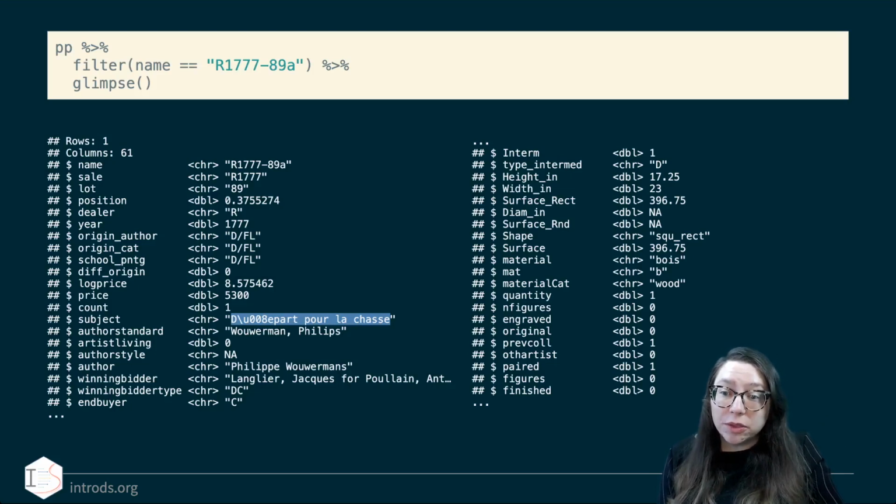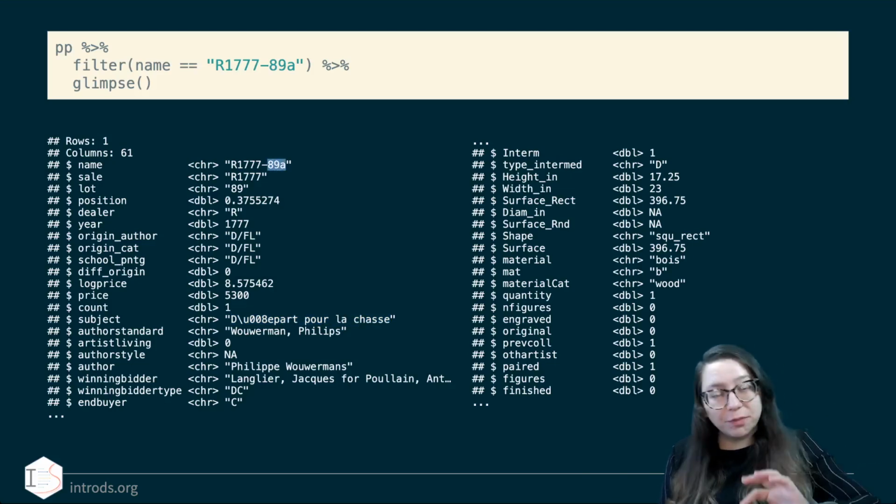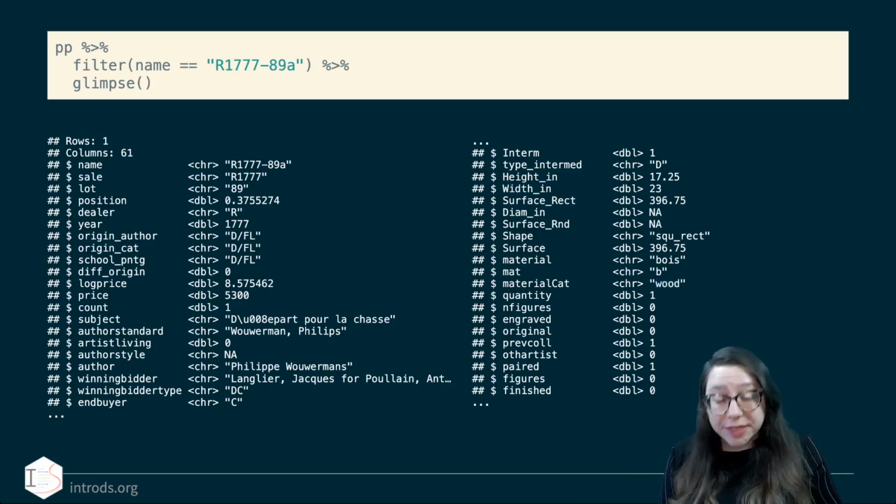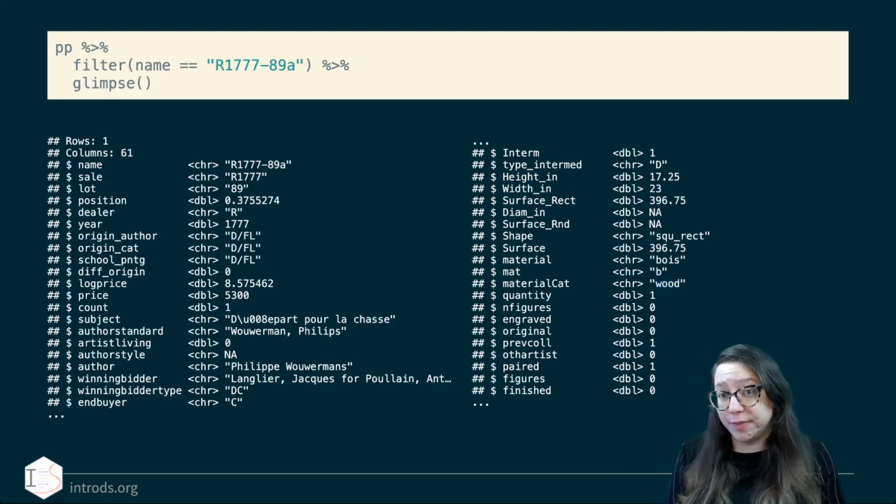What was it sold with? So its name has like an 89A, so the 89B is probably the other half of this painting that it was sold together with. Height, width, and the surface area, the material. So for example, the material category was wood, which is another thing we read. And we can basically see a lot of information about the painting here. This is basically the data set that we're going to be working with.